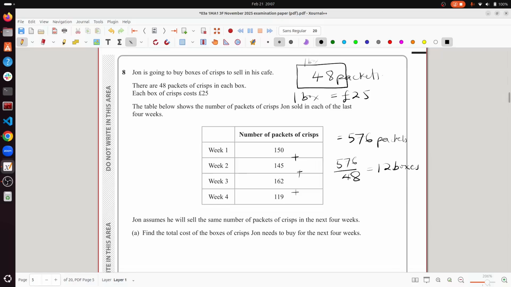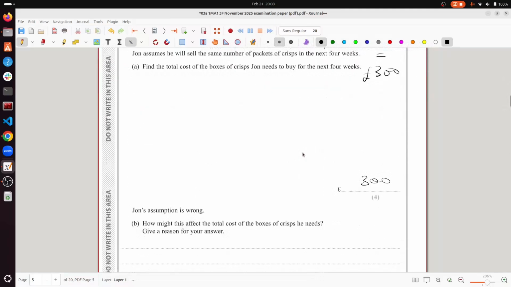And we know that one box costs 25 pounds. So that means 12 boxes will cost 25 pounds times 12, and that is 300 pounds. So for number 8b, if his assumption is wrong, that will change the value that we're going to get there, because more or fewer people can come and buy his crisps, and that will change the amount he gets here.